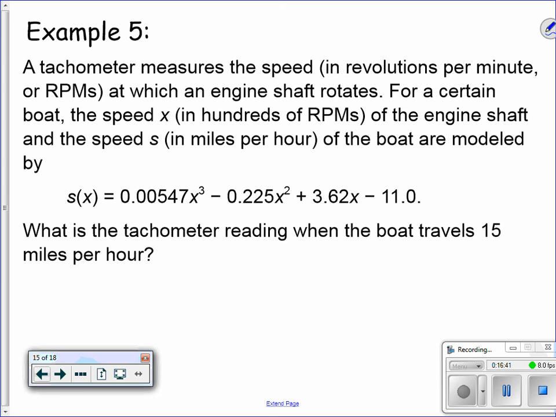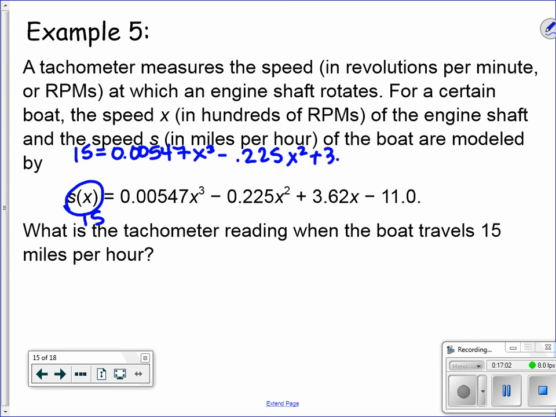So what they want you to do is plug 15 in for s. So if we were to plug 15 in, we've got 15 equals 0.00547x to the third minus 0.225x squared plus 3.62x minus 11.0. Well, what we want to know is the real positive solutions, because you can't have a negative RPM. So you need to get this set equal to 0. So minus 15 on both sides, and actually the 15 can only be subtracted from that negative 11.